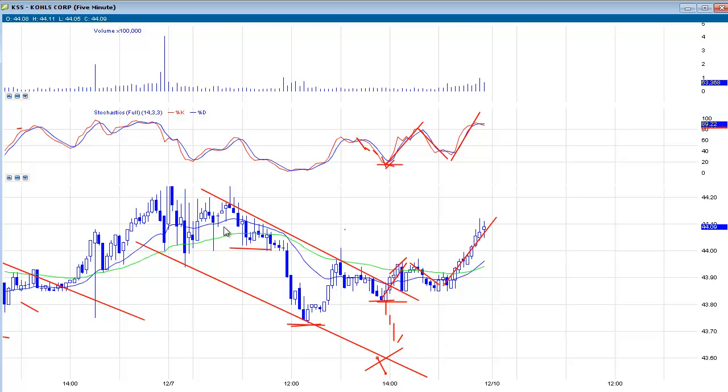So, it's important to understand that we only want to take high probability setups in the market. The inverted head and shoulders pattern is a good scalping pattern, and this is how it plays out. It just gives you better odds in the overall markets, and that's it. It's a fast little video. I wanted to focus on the inverted head and shoulders pattern.